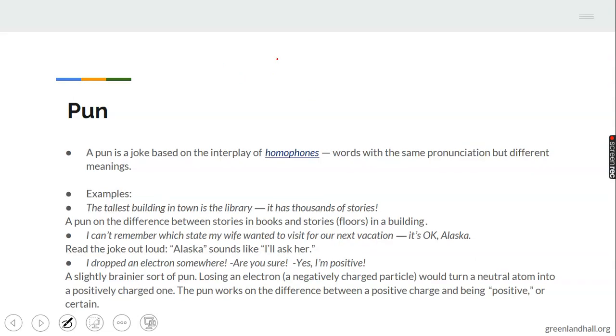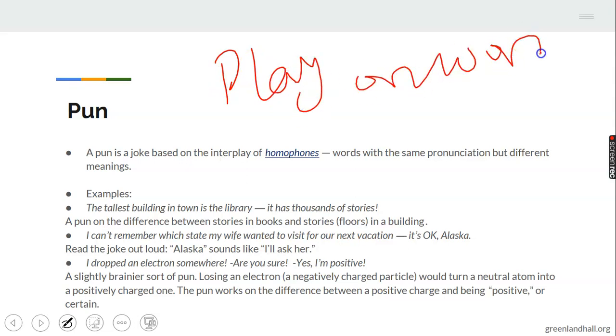Then pun. Pun is literally playing upon words. You play on words. If I tell you, the tallest building in town is a library, it has thousands of stories. Look at this. Stories to library. You know, when a building is tall, it has many stories. So I'm playing upon story here to mean it has many stories.